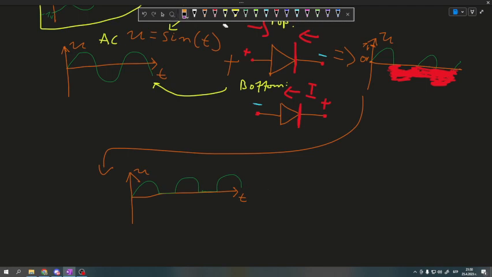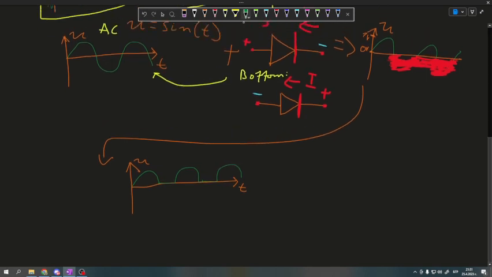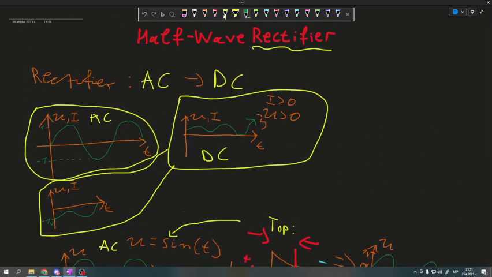And that's the graph of a half-wave rectifier. Have you seen why it's called half-wave? We're only left with half of the wave. Here we have a gap. Here we have nothing. So half of the wave has been removed. That's why it's called a half-wave rectifier.